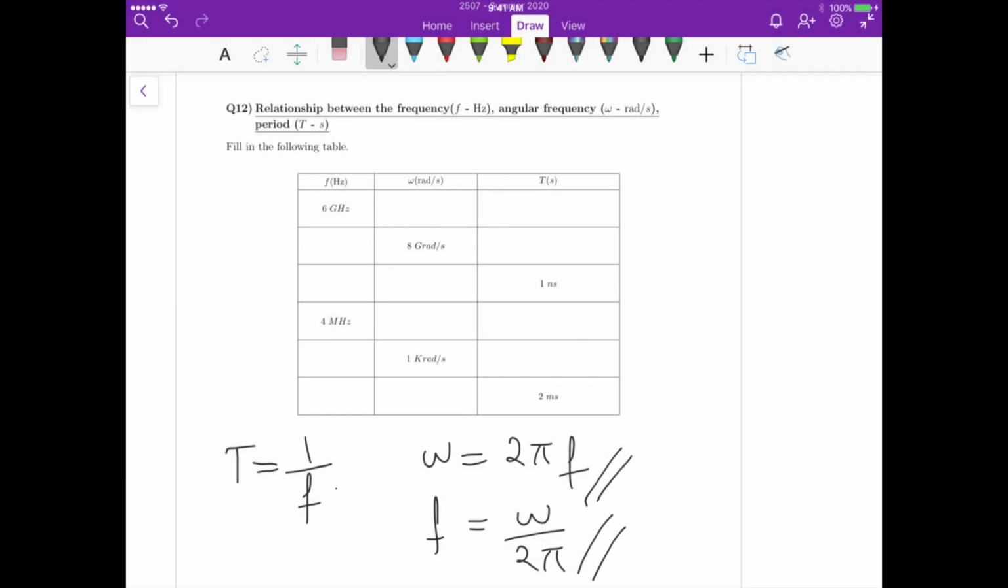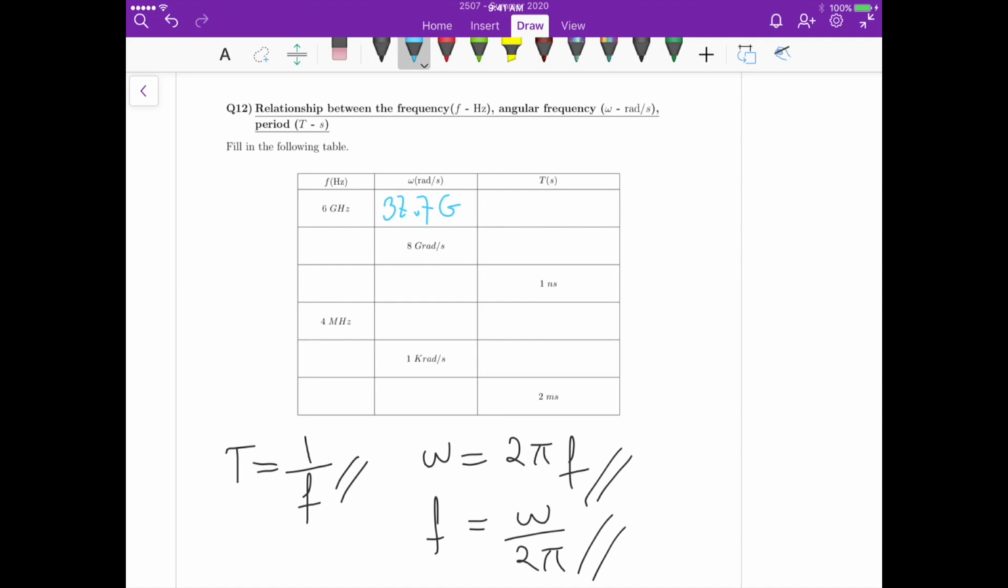And then the problem just asks us to convert some values in this particular table. If you plug in the values into those equations, you basically get the results. Like for the 6 gigahertz that we have as a frequency, if you want to convert that to radians, we just multiply those 6 gigahertz by 2 pi, and that's equal to 37.7 gigaradians per second.